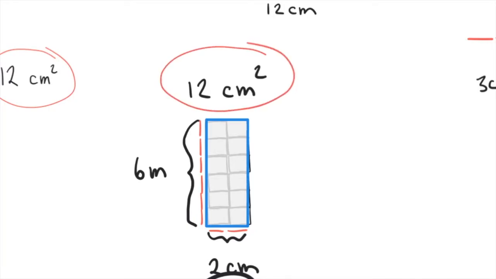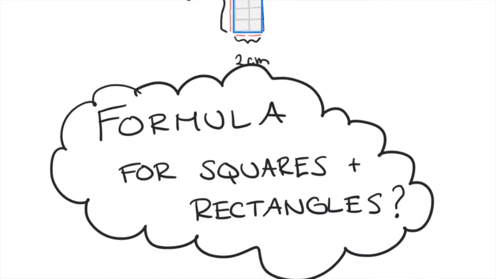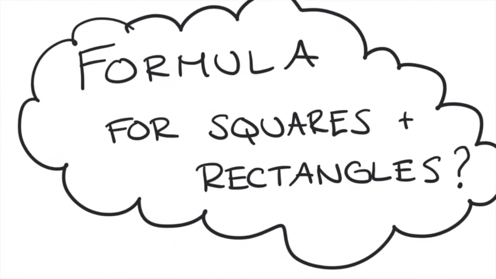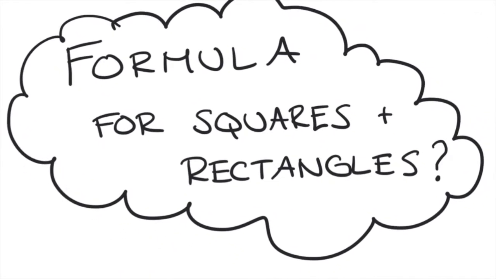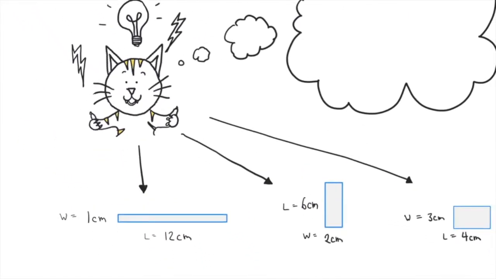Each of those rectangles had the same inside measurement. Each was 12 square centimeters. Each was different, but they all had the same inside measurement. So that makes me wonder, is there a formula that we can come up with that calculates the inside area of squares and rectangles? Now, you may have noticed something.